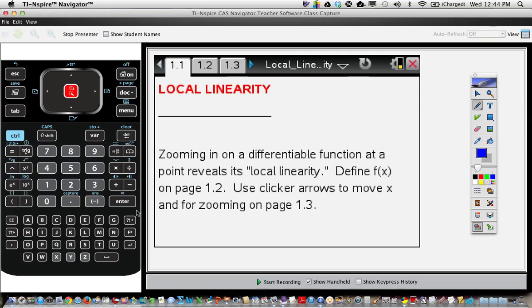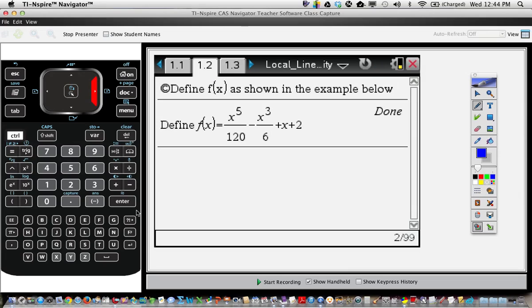Okay, local linearity. So if we hit Control and right arrow, here's a function that they've already put in for us, so we could change that if we wanted to. We could just type define f of x and put in a new function if we want to, but I don't want to right now. So let's hit control right arrow.